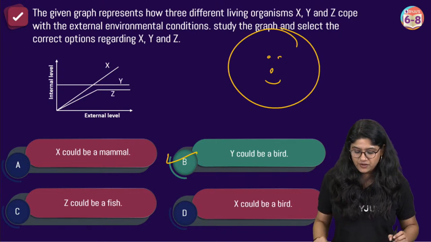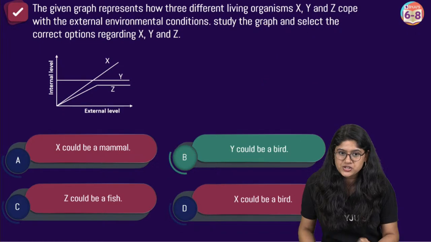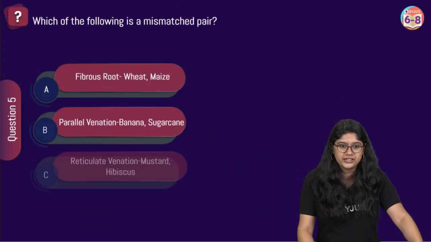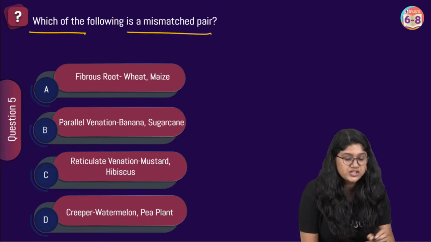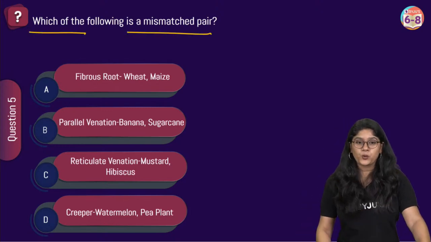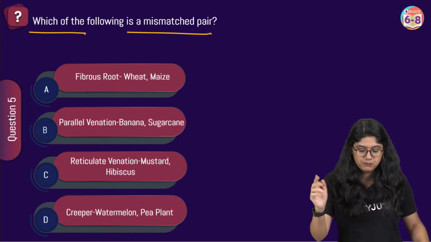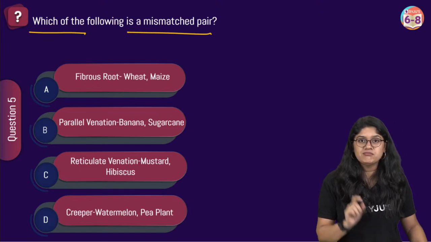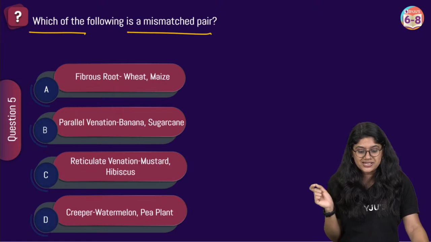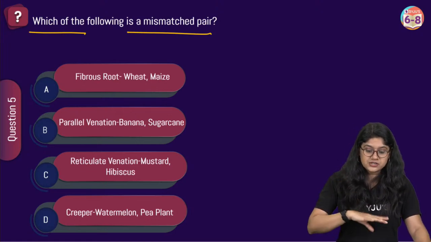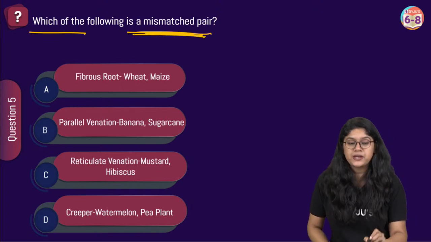Very good. Now that we are clear with this, I have a very easy question for you. I'm sure you will answer this question really very quickly. Here we have, which of the following is a mismatch pair? Look at the pairs and then of course we'll have the polls running. Fibrous roots, wheat and maize. Parallel venation, banana and sugarcane. Reticulate venation, mustard and hibiscus. Or the creepers, watermelon and pea plant. You have to find the mismatch pair.